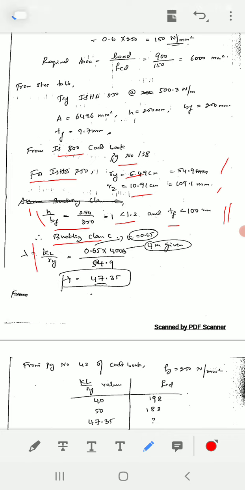So we have to find the lambda value, KL by RY. The K value is 0.65, always constant. I told this in the previous problem also. Then 4000, the 4-meter column height is given. Then the Ry value is 54.9. That has to be substituted and you will get the lambda value.